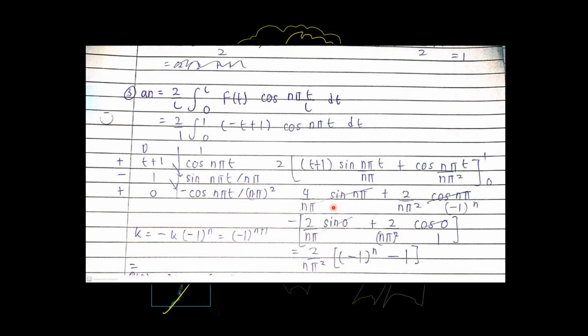So we know that sin(n pi) is equal to 0, cos(n pi) is equal to negative 1 to the power of n, sin 0 is equal to 0, and cos 0 is equal to 1. So after we solve it, we got 2 over n pi squared times (negative 1 to the power of n minus 1).